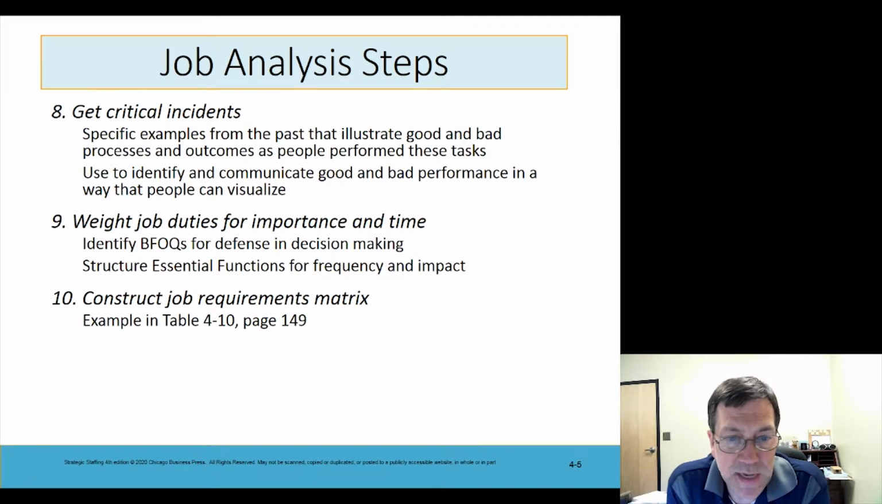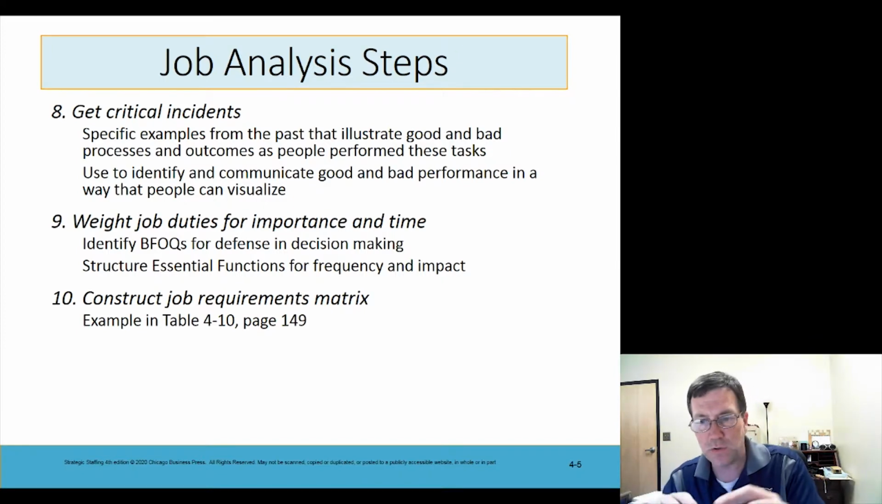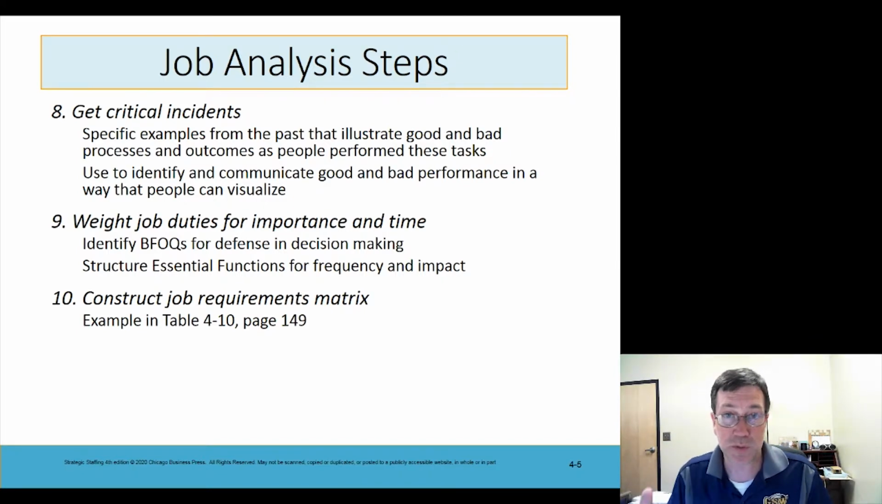And then the last step is to construct the job requirements matrix. I don't really have a good example of this to show here, but if you go to page 149 in your book and look at table 10, it kind of gives you an idea of how you lay these things together in buckets, the different things that you have to do and the different skills and how those rows and those columns on that matrix interact to help you know what pieces of skill really tie to what pieces of essential functions in what buckets that have the biggest impact on success on the job.